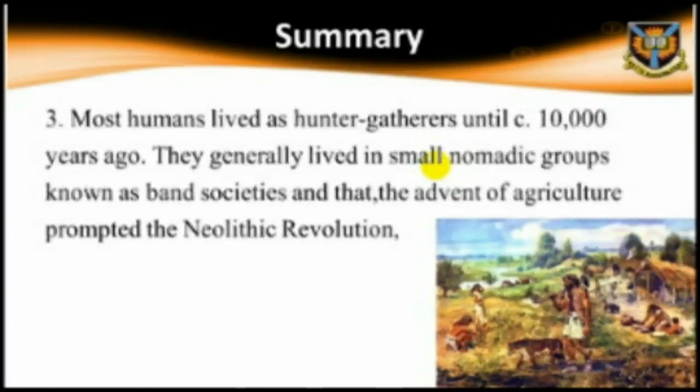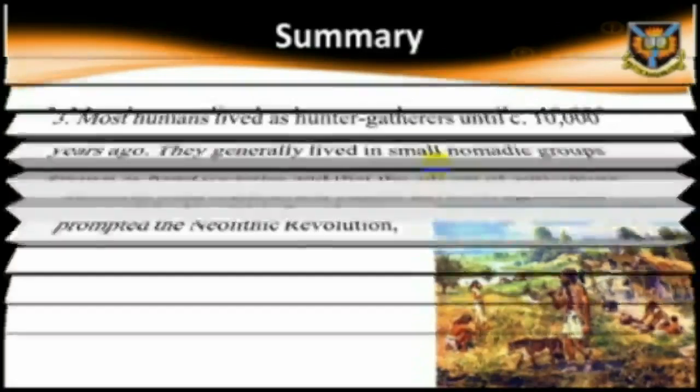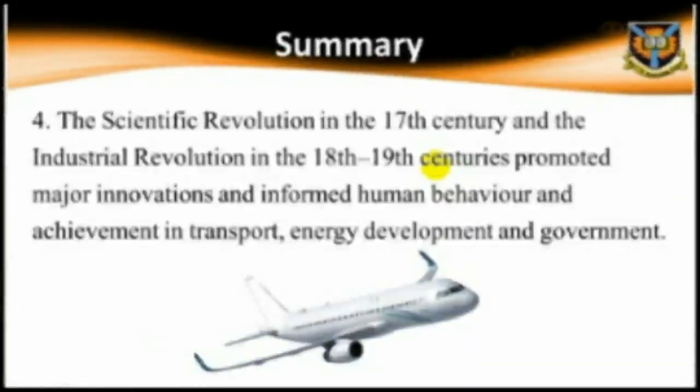They generally lived in small nomadic groups known as band societies, and the advent of agriculture prompted the Neolithic Revolution, when access to food surplus led to the formation of permanent human settlements, the domestication of animals, and the use of metal tools. 4. The scientific revolution in the 17th century and the Industrial Revolution in the 18th to 19th centuries promoted major innovations and informed human behavior and achievement in transportation, energy development, and government.